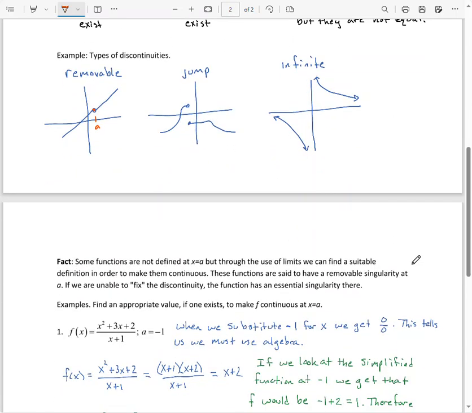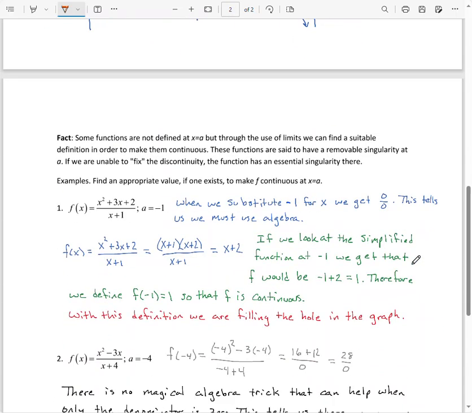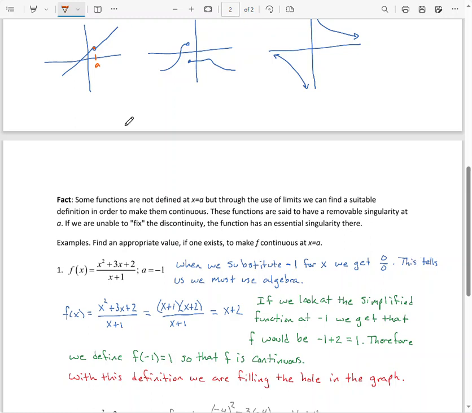All right, let's look at some examples. Some functions are not defined at x equals a, but through the use of limits, we can find a suitable definition in order to make them continuous. These functions are said to have a removable singularity at a. If we're unable to fix the discontinuity, it has an essential singularity there. All right, it's essential. There's nothing we can do. So in these examples, we're going to find an appropriate value, if one exists, to make f continuous at x equals a.